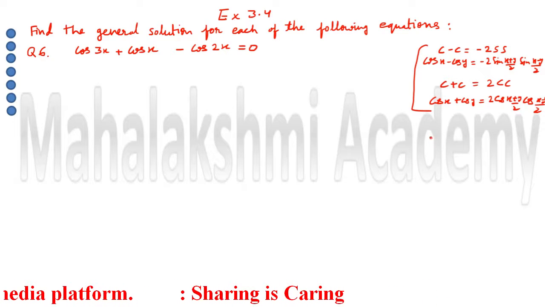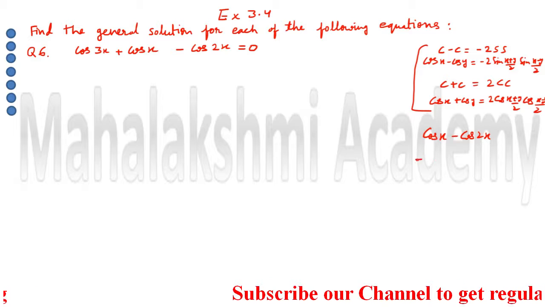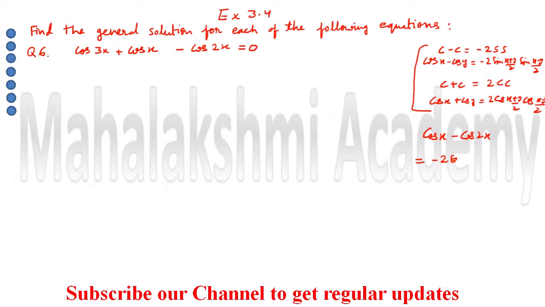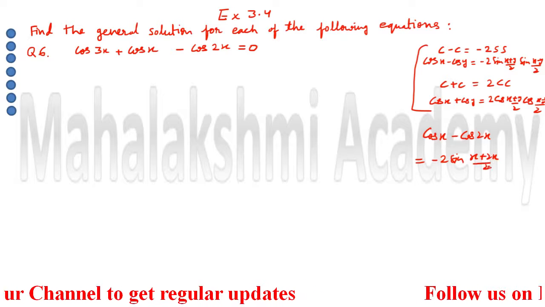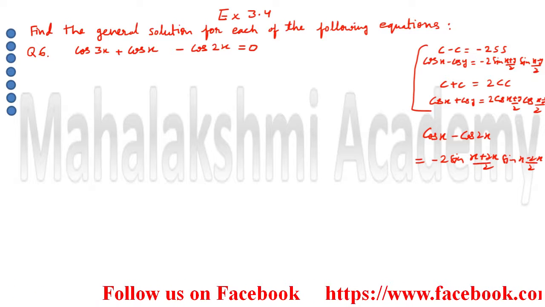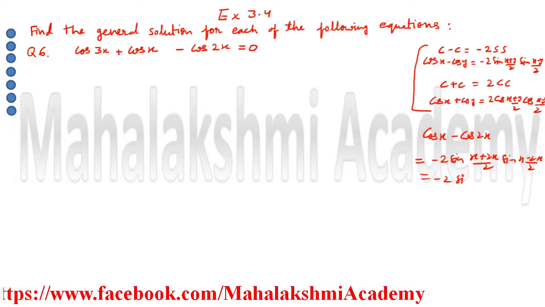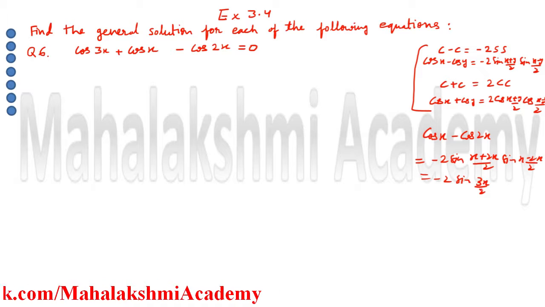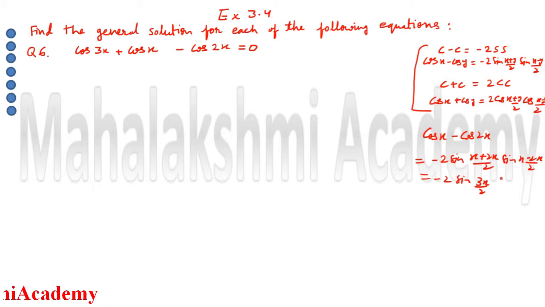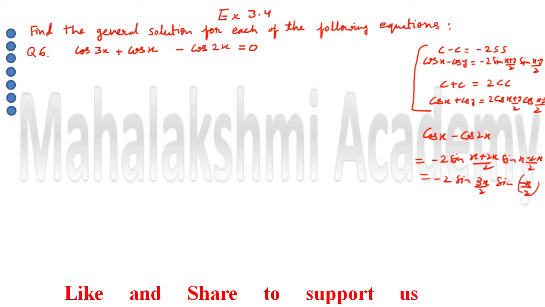I just want to tell you that if we select cos x and cos 2x, then the formula is going to be minus 2 sin of (x plus 2x) upon 2 and then sin of (x minus 2x) upon 2. Now when you add, 2x plus x is 3x, and when you write it as 3x upon 2, the 2 and 3 are not cancelable. And here you will get x minus 2x is minus x. The first problem is that we cannot cancel them.